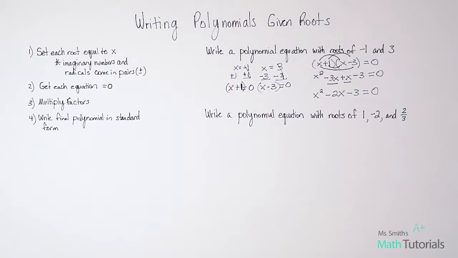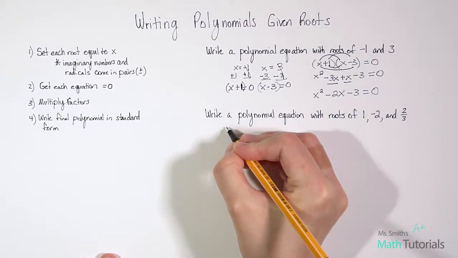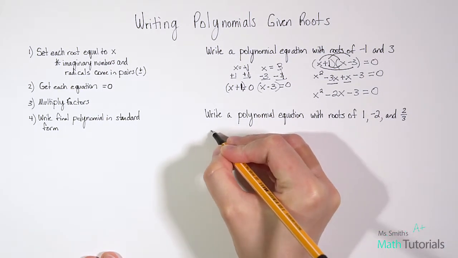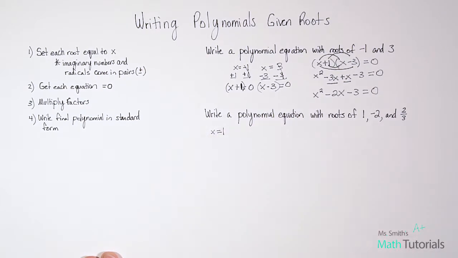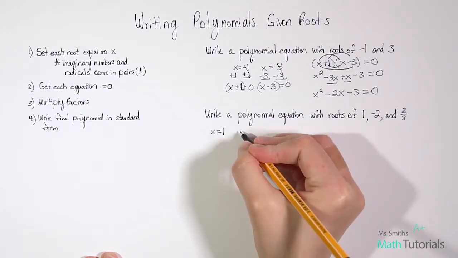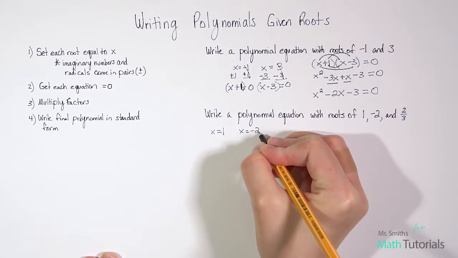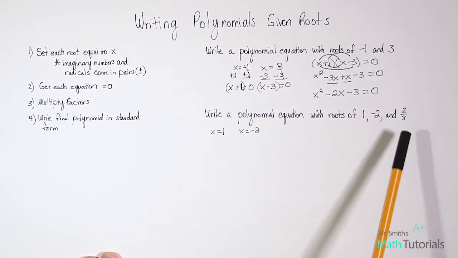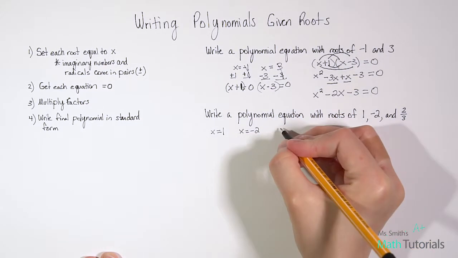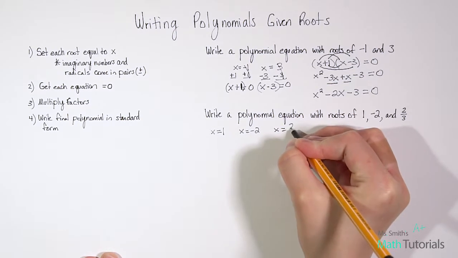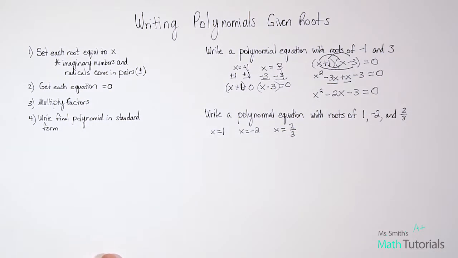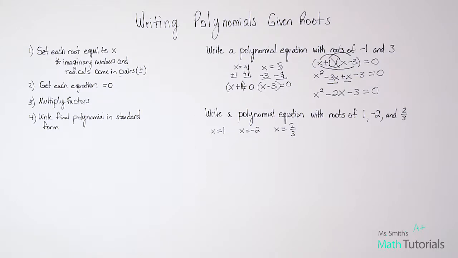Our first step says write each root equal to x. X equals 1. We've got x equals -2. And then we've got x equals 2/3. And I know fractions are scary. I know people don't like them, but you'll see that really it's not so bad.